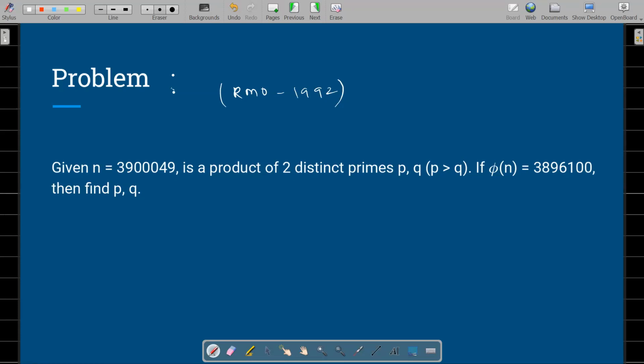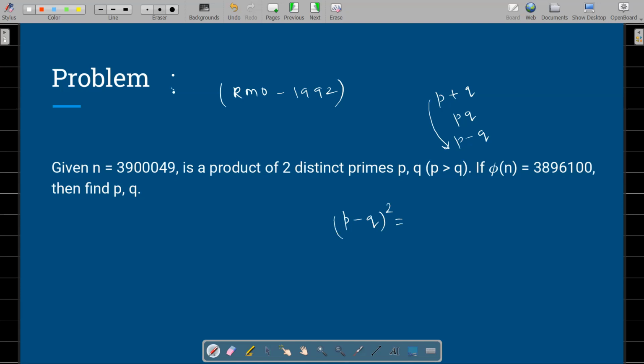Then we can only find the value of p plus q, right? We can't find the values of p and q, right? But n is pq. So once you know pq and p plus q, you can find p minus q, basically a quadratic. Then you can find p as well as q. So how to find p minus q? I could not get how to solve this problem.